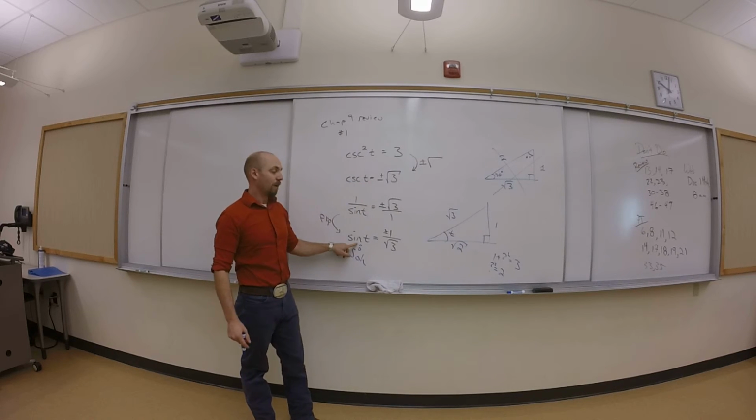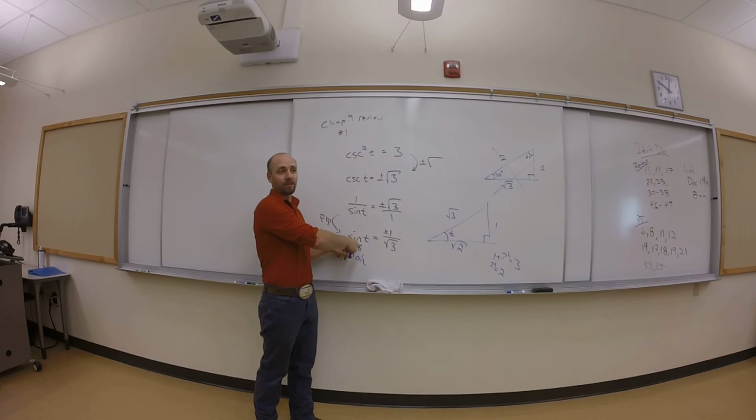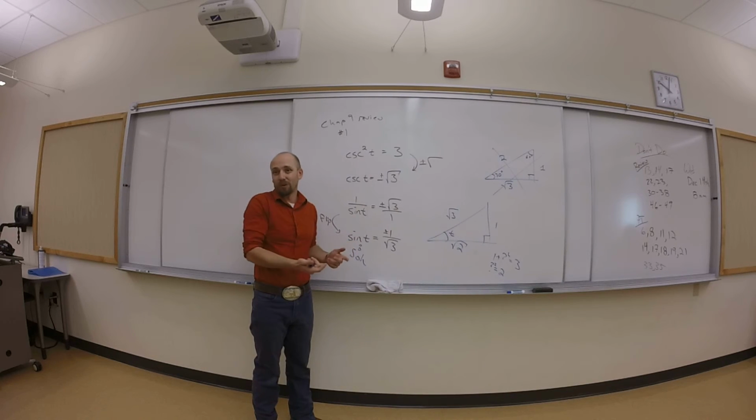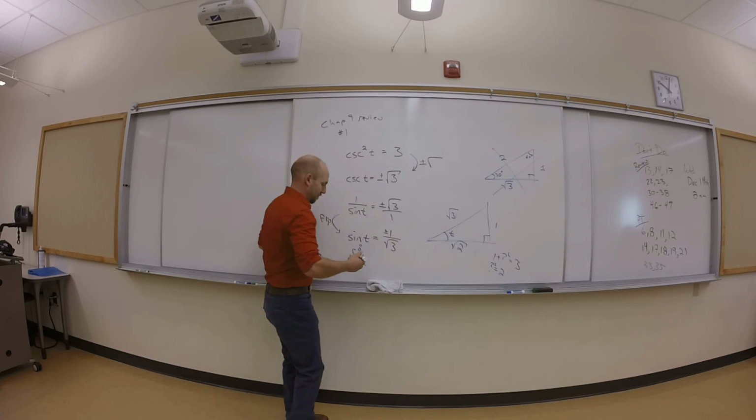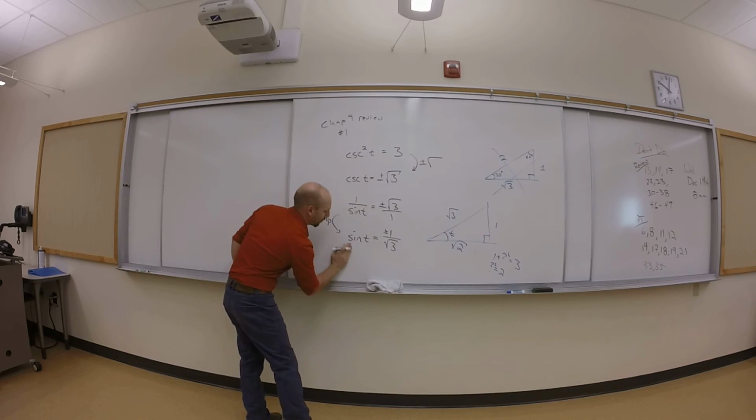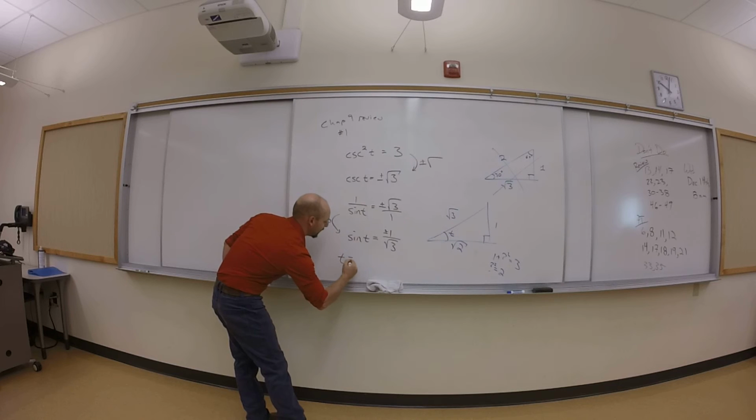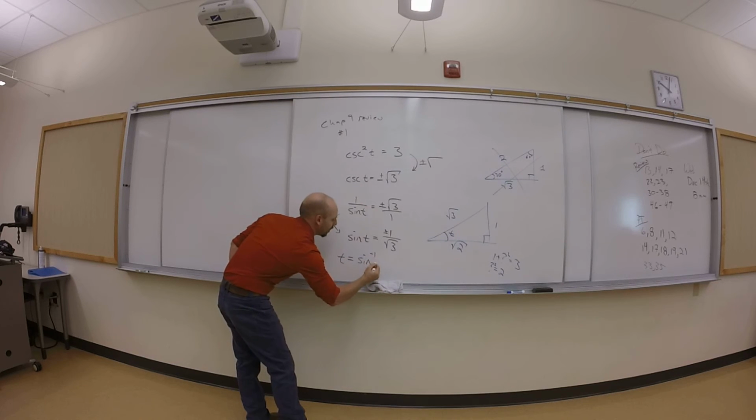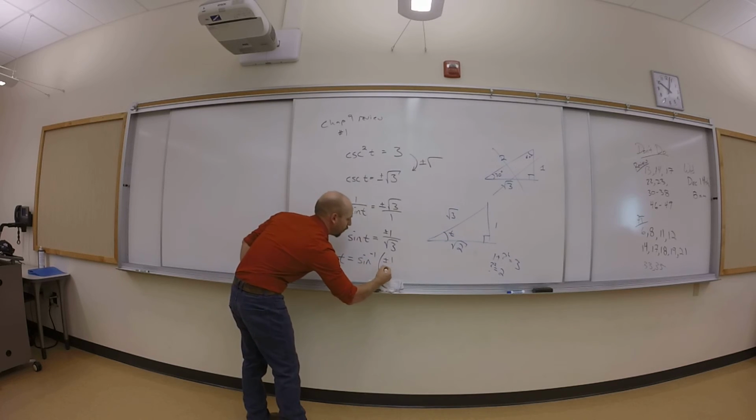I don't know this angle conveniently, right? Can you just sine inverse? I could sine inverse both sides. You guys see that? Okay, so that's what I'm going to do. I'm going to say t is sine inverse of plus or minus 1 over the square root of 3.